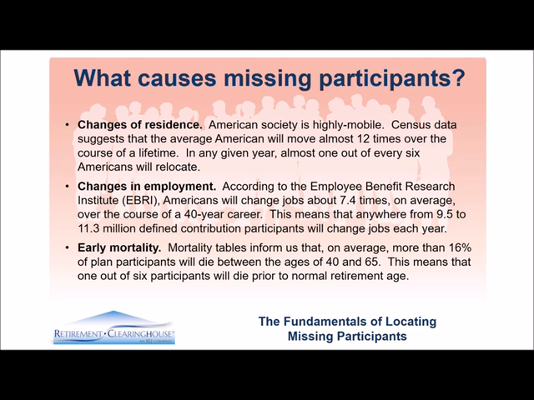Early mortality. Mortality tables inform us that on average, more than 16% of plan participants will die between the ages of 40 and 65. This means that 1 out of every 6 participants will die prior to normal retirement age.